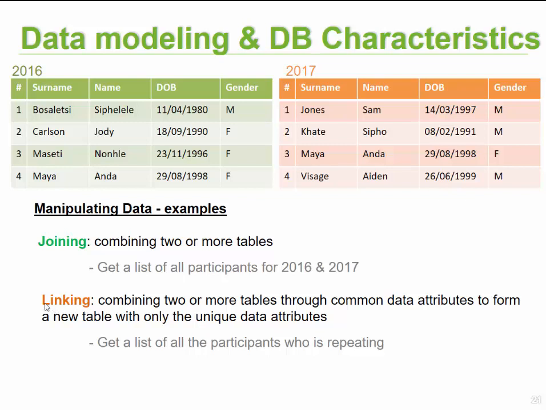If we look at the next one, linking, combine 2 or more tables through common data attributes to form a new table, only with unique data attributes or values. So if you look at our data, you will see that Maya, record number 4 in this case, as well as record number 3 in this case, is actually the same person. So for example, we can say, give me a list of all the participants who's repeating a particular course. And then the answer would be Maya.